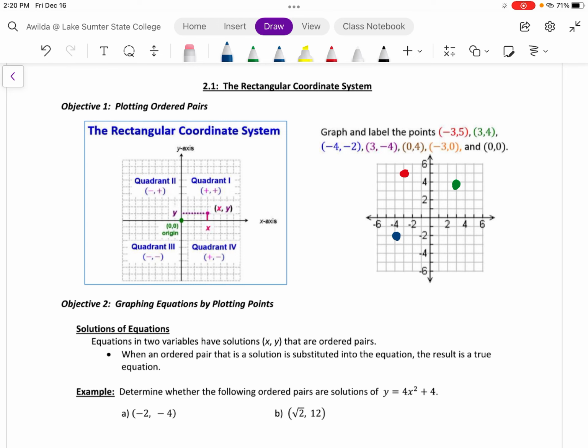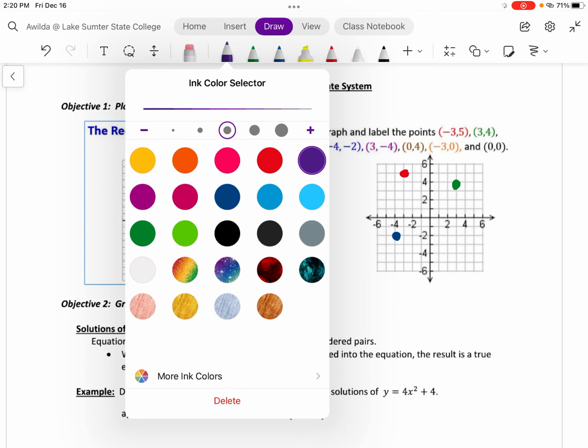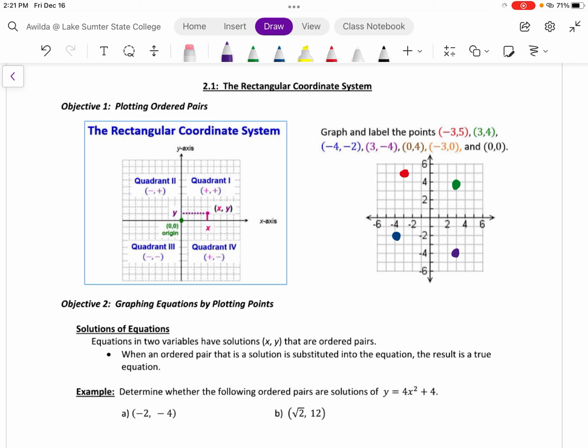Next we have 3, -4. Let's see if I can find a purple color. There it is. From the origin, travel 3 units to the right and then 4 units down. That point is going to fall in the 4th quadrant.